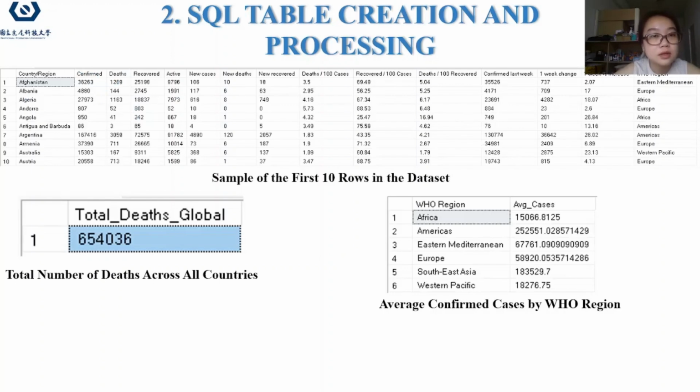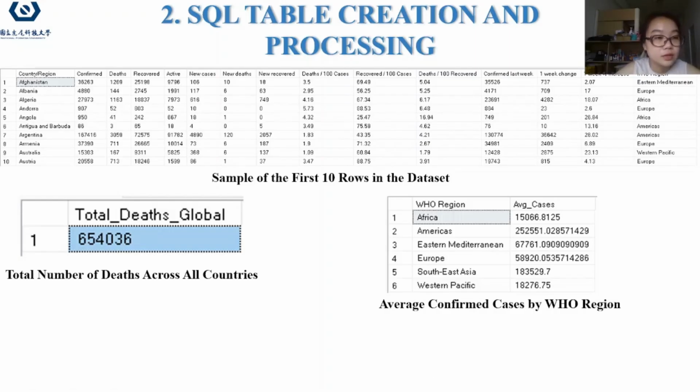And this is on the table that I mentioned to you in the first table about the task I do and the purpose I do here. And this is the sample of the first 10 rows in the dataset. You can see here we have Pakistan, Albania, Bulgaria, Australia, and it belongs to the WHO region, such as Eastern Europe, Africa, and Americas. And here you can see on the left there will be the total deaths across all countries.